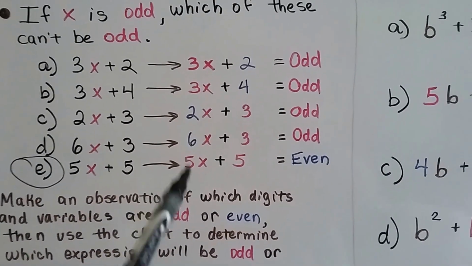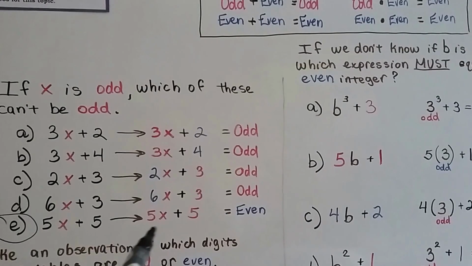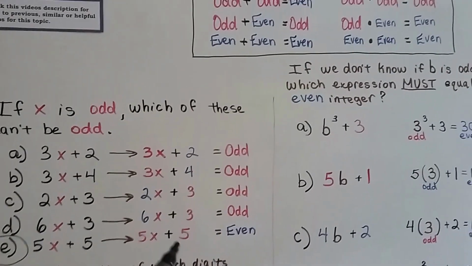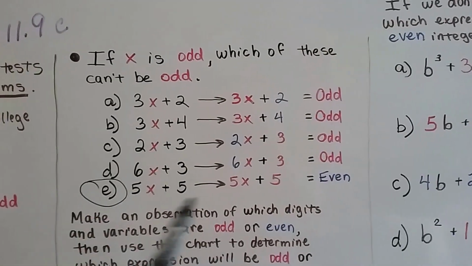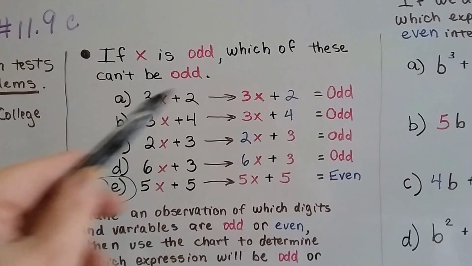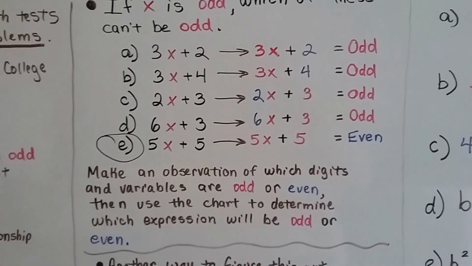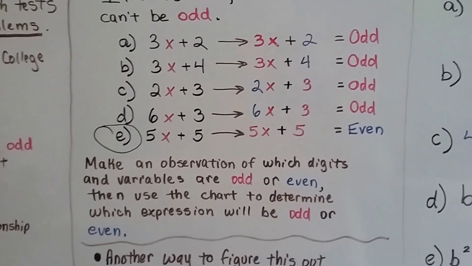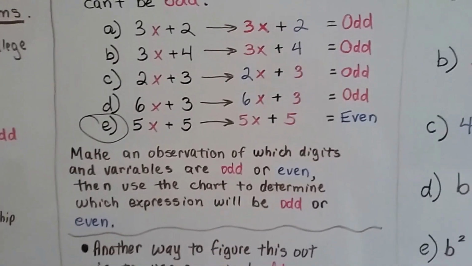When we multiply an odd times an odd, we get an odd. And then when we add an odd plus an odd, it makes an even. So E is the only one out of all of these that can't be odd. We just make an observation of which digits and variables are odd or even, and we use the chart to determine which expression will be odd or even.